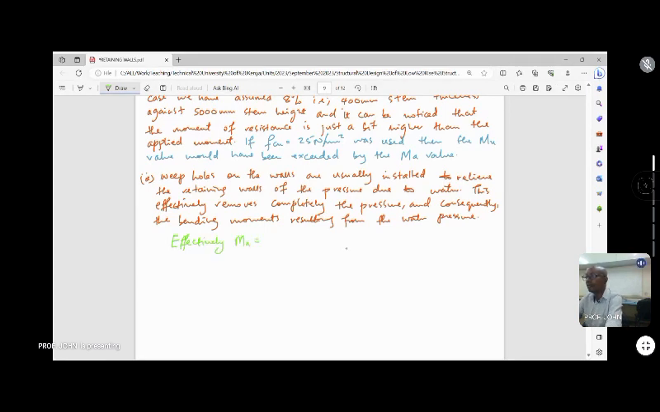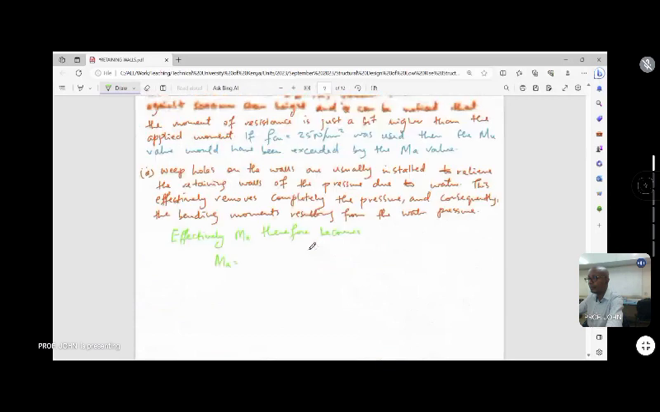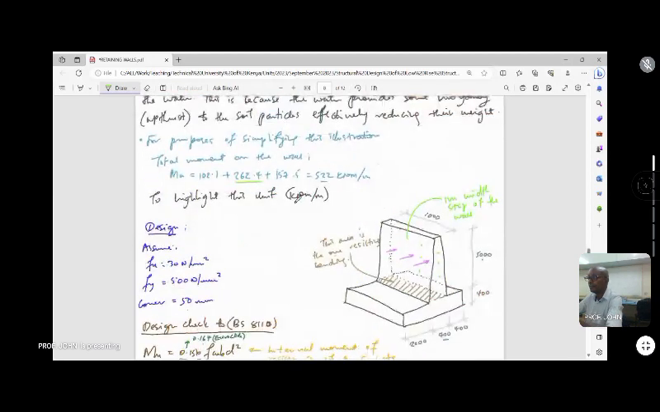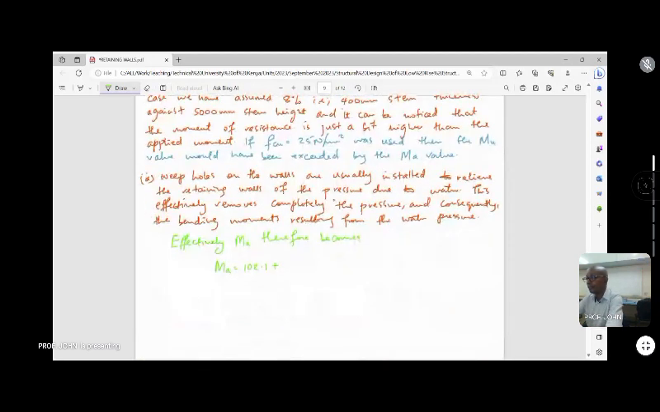So effectively MA therefore becomes MA is equal to simply these two terms, 102.1 plus 157.5.